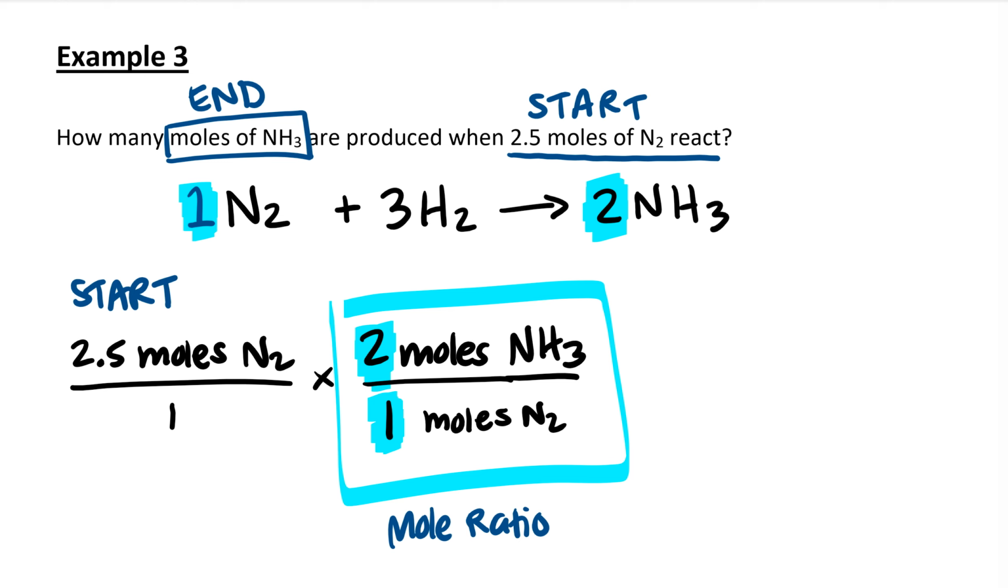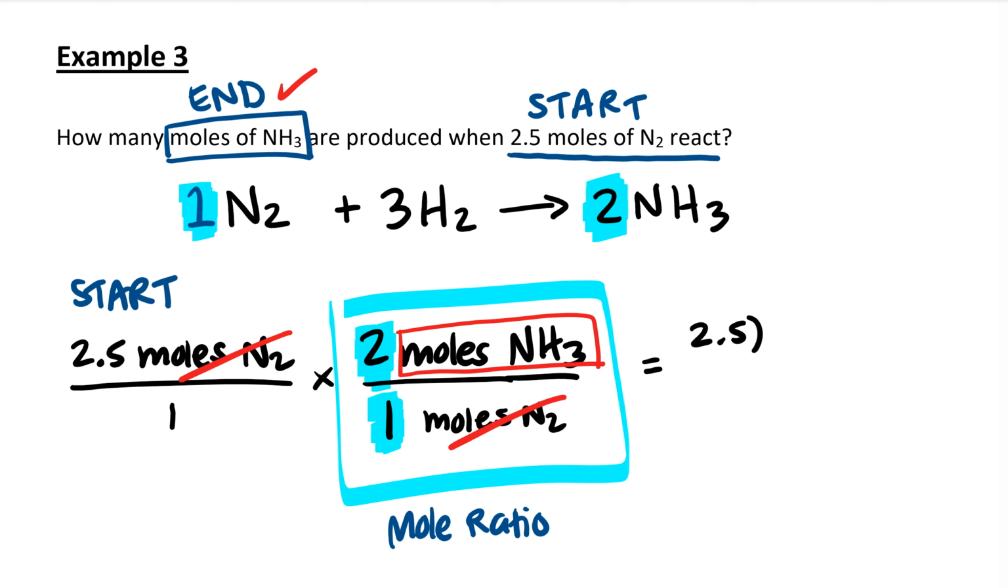So I know moles of nitrogen are going to cancel. You are left with this unit of moles of NH3. Go back and check your question. Yes, that is my end goal. I said I want NH3 moles as my answer. And so that's how I know I'm done with the setup. And now it's time for the math.